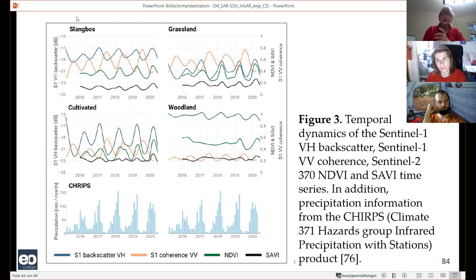So usually you have this very nice pattern of backscatter and coherence going against each other. Once the backscatter goes up, the coherence goes down, because there are more leaves, more scatterers. But in some years, and this is the really interesting stuff, something is different.